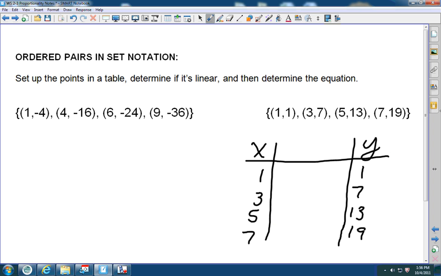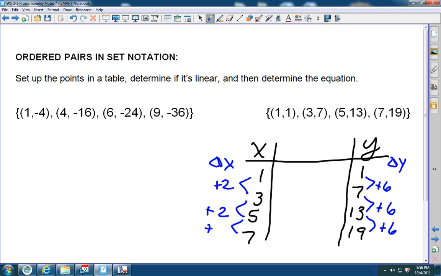Okay, so right here, I'm going to do delta y. I have plus 6, plus 6, plus 6. Delta x, plus 2, plus 2, plus 2. Right here, delta y over delta x. I have 6 over 2 on all of them, and they are 3. That's 3 when you divide it. This is linear. Now we need to figure out if it's proportional.